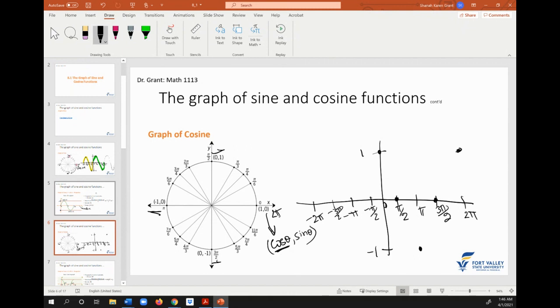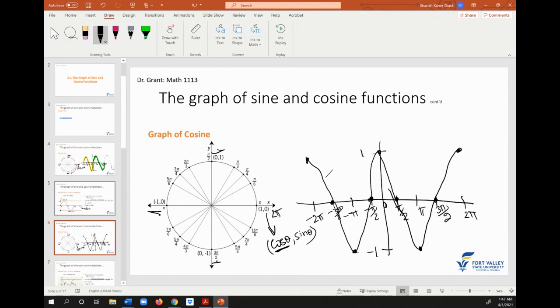We can do the same thing if you go in the opposite direction. Here, cosine is 0. Then cosine is -1. Then 0 again. And then 1. So if I were to graph this, there we go. That's the graph of cosine.